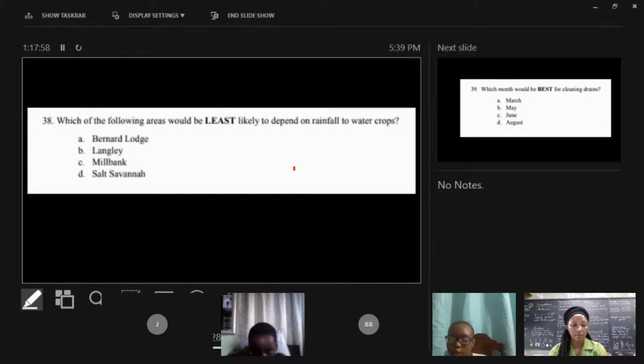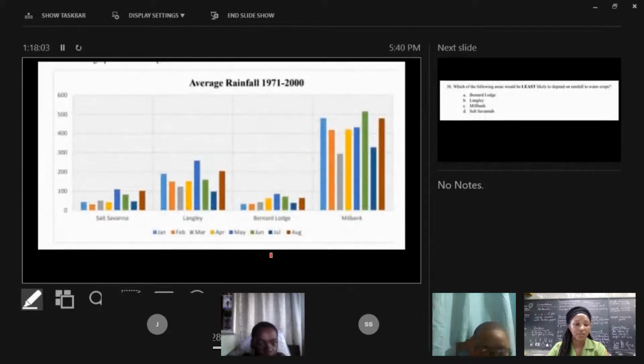Can we go back to the graph? Sure, just to make sure. So this is Salt Savannah, this is Langley, this is Bernard Lodge, this is Millbank. Which one would be least likely to depend on rainfall for their crops? I think it would be Bernard Lodge. Why? I agree because Bernard.